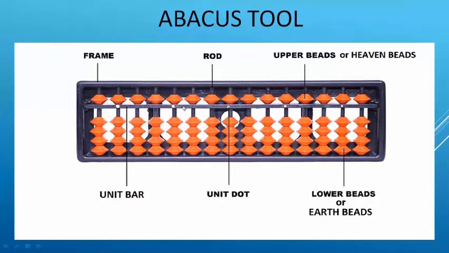The horizontal rod which separates upper beads and lower beads is called unit bar. The dots on the unit bar are called unit dots. You can see the white color dots on the unit bar. These are the unit dots. The beads above the unit bar are called upper beads or heaven beads. The beads below the unit bar are called lower beads or earth beads.